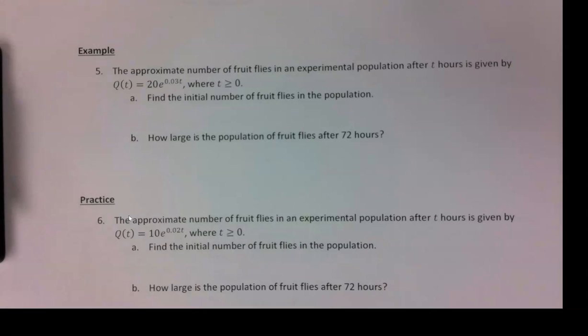Okay, so on number 5, this one tells me the approximate number of fruit flies in an experimental population after t hours is given by Q of t equals 20 times e to the 0.03t, where t is greater than or equal to 0 because we can't go back in time. A wants me to find the initial number of fruit flies in the population. Any ideas on that? 20. It's just my P-value here.